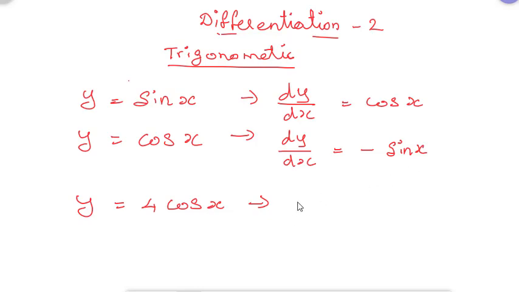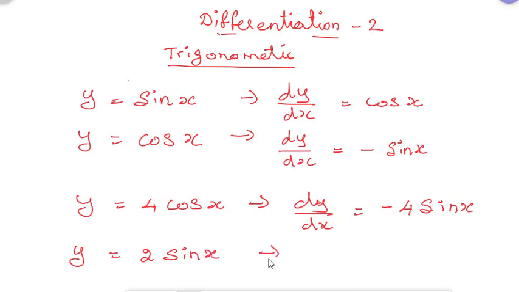So simply I write the value of dy by dx, which is equal to minus of, there is a 4, so simply write the 4, and cos x changes to sin x here. At the same time, I am taking another one, y equal to 2 sin x. If I differentiate it, dy by dx, then as I already mentioned, sin x changes to cos x here, so the value changes to 2 cos x.